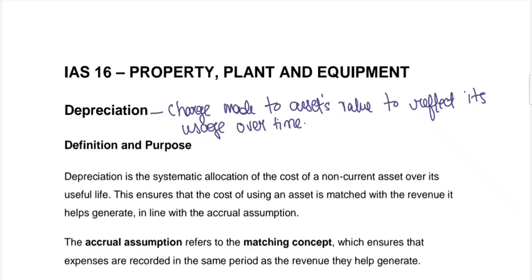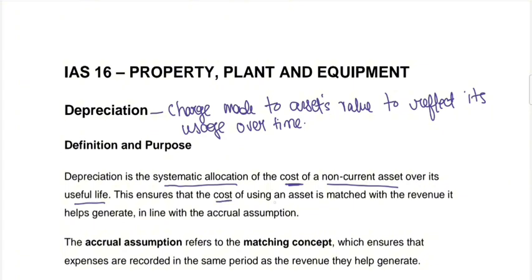It's a charge, which means it reduces the value of the asset with the passage of time. It's going to reduce the value of the asset in your books as time passes. But why is depreciation going to reduce the value of your assets? Just like I have told you, it is a systematic allocation of the cost of a non-current asset over its useful life. Basically, it's a way of distributing the cost of the asset over its useful life.